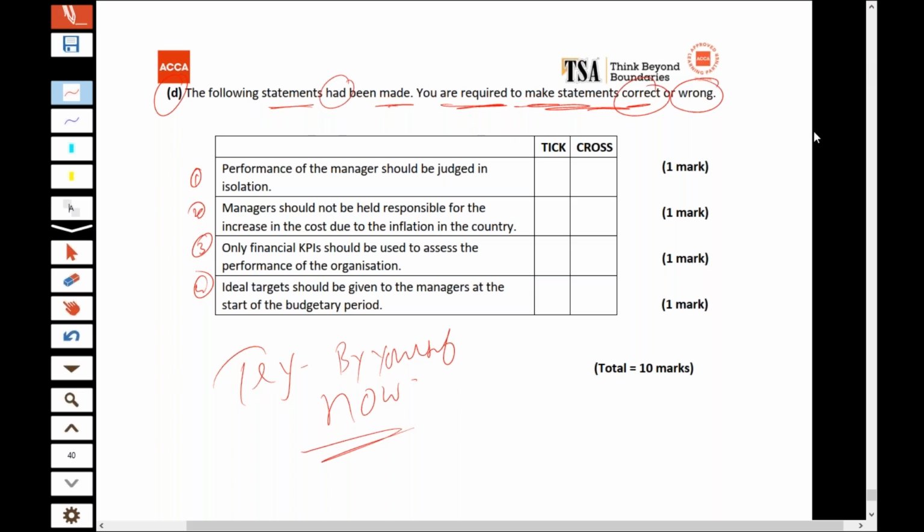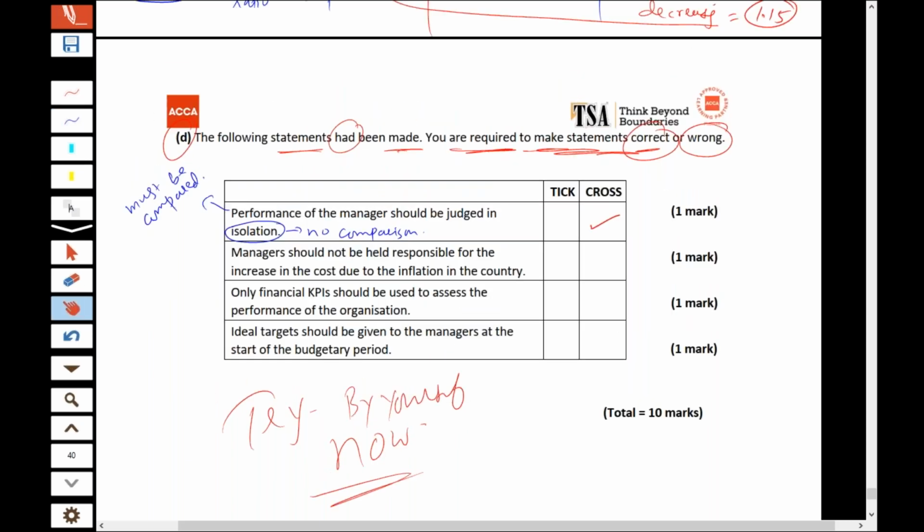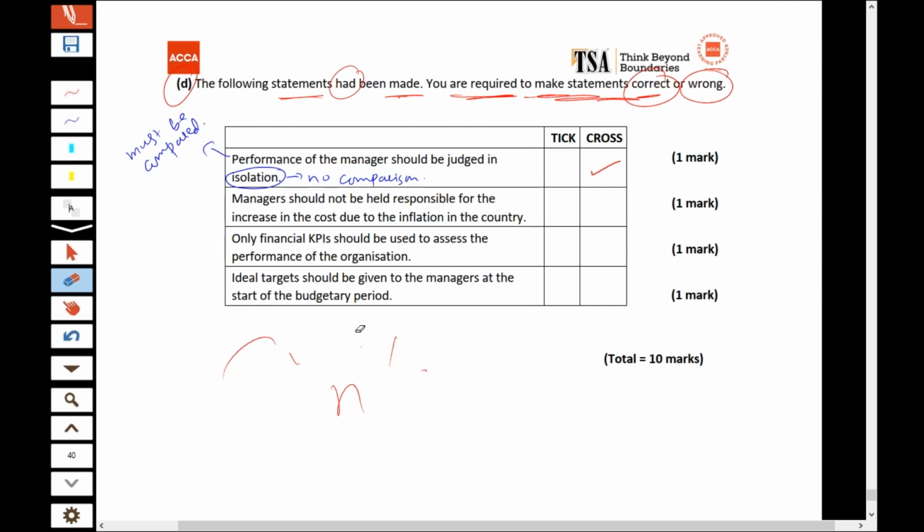Okay, now students, I am going to explain each and every statement. You probably have marked right or wrong, and I am impressed that students have responded. Number one, performance of the manager should be judged in isolation. It's a cross, it's wrong. Isolation means no comparison, but the performance must be compared. If you are not comparing the performance, how will you judge it? You cannot judge the performance.